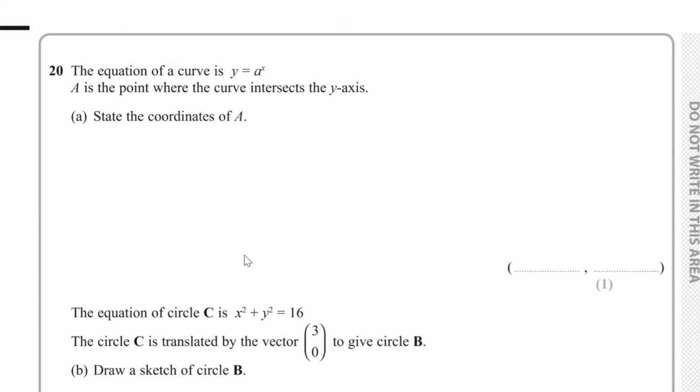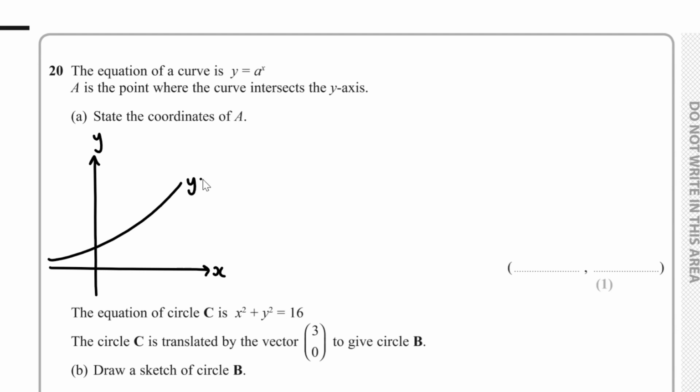Question 20. The equation of a curve is y equals a to the x. A is the point where the curve intersects the y-axis, and we have to state the coordinates of A. Well, if I draw the graph of a to the x, here I've got my x-axis, here I've got my y-axis. The graph looks something like this. We have y equals a to the x. It crosses the y-axis at the point A. That will be 0, 1. Or the coordinates are 0, 1, because when x equals 0, y is equal to a to the power of 0, which is 1. So it crosses at the point 0, 1.